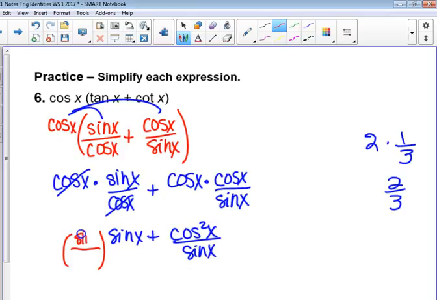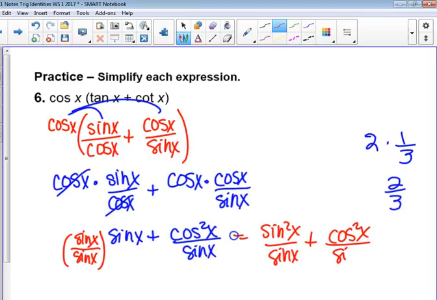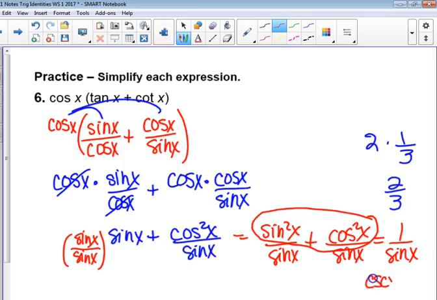Sine x over sine x, so that we get what? Okay, sine squared x over sine x plus cosine squared x over sine x. Why was that a good plan? Because now when we add the top together, that becomes a 1. And we keep the denominator. And 1 over sine is cosecant.